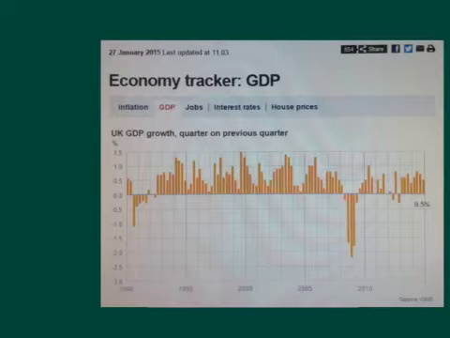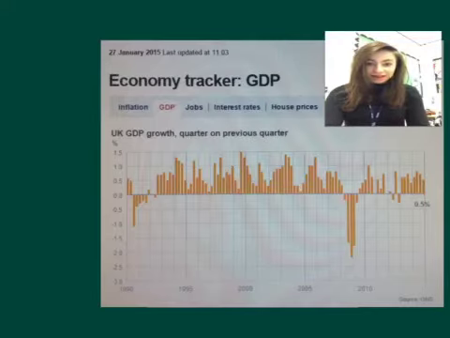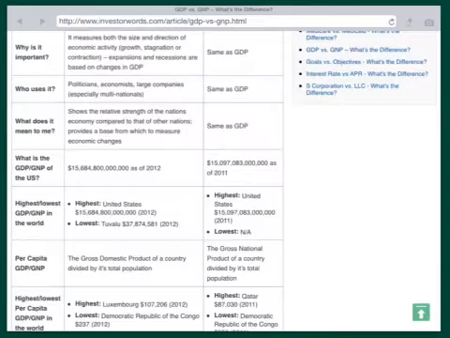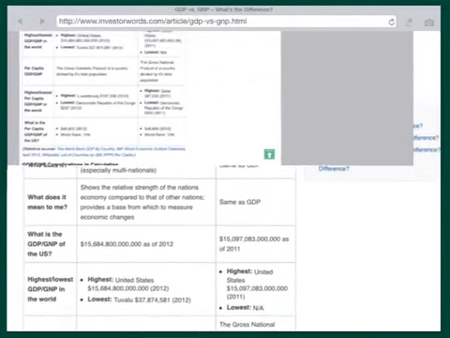Looking at the graph, identify the years in which the Great Recession and the Great Depression took place. Research their causes and their effects on the economy. Use this website to compare the differences between gross domestic product and gross national product.